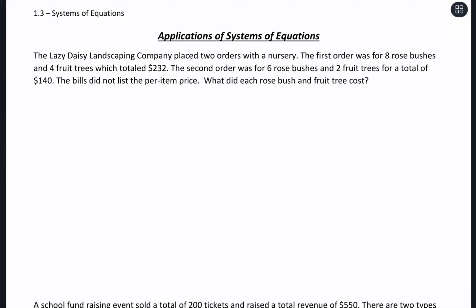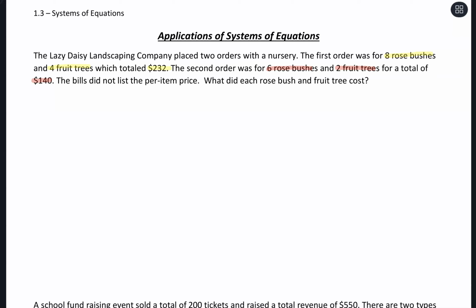Okay, so the Lazy Daisy Landscaping Company placed two orders with the nursery. The first order was for 8 rose bushes, I'm just going to highlight that, and 4 fruit trees, which totaled $232. The second order was for 6 rose bushes, 2 fruit trees, for a total of $140. The bills do not list the per item price, so we don't know how much each rose bush or each fruit tree cost. So what did each of them cost?